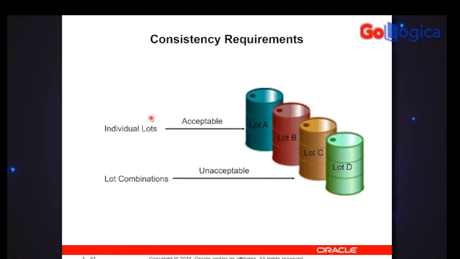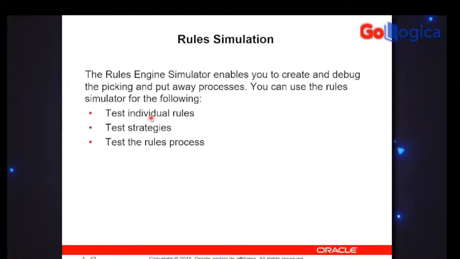These things, we have a separate session for rules tomorrow, because the rules are the most important point. So we will discuss it tomorrow in detail. You have a specific rule simulator also given by Oracle. If you want to create and debug the picking and put away processes, the rule simulator will help you with that. Whenever we have created some rule and we want to test it out, the rule simulator is going to help us in that process. So we can test the rules, strategies, and rule processes, all of them.